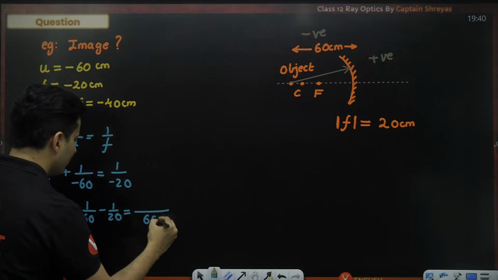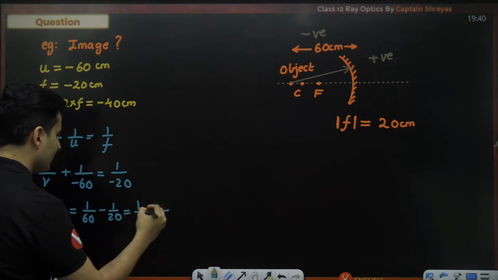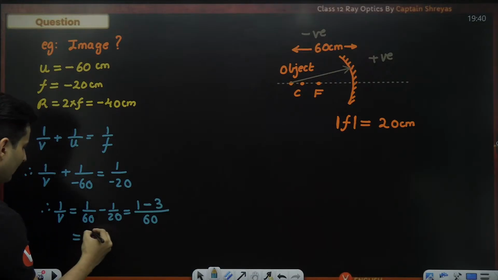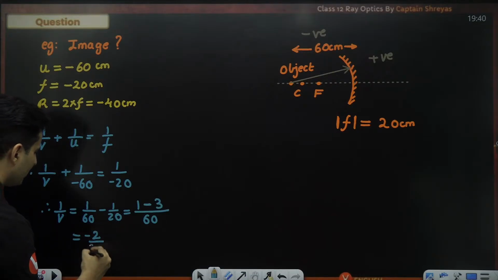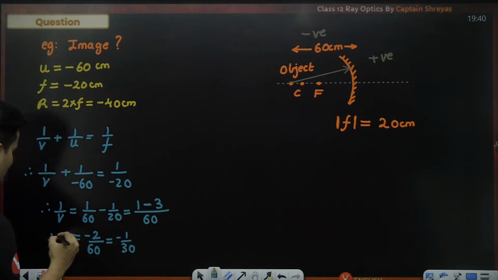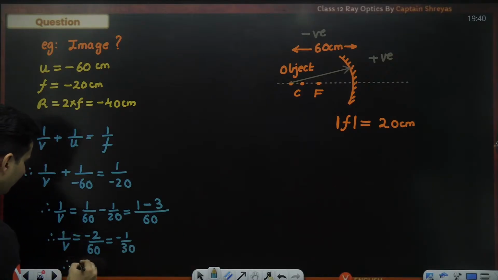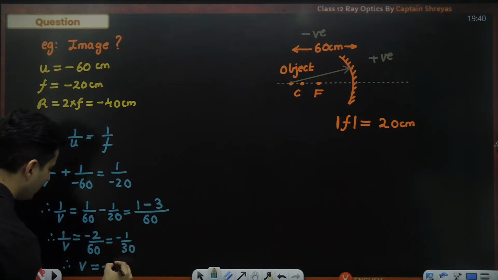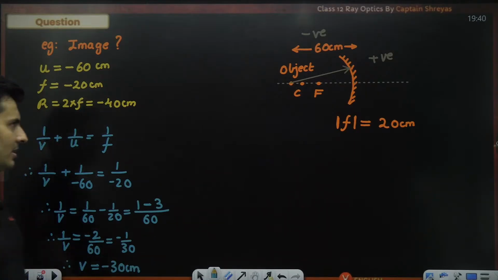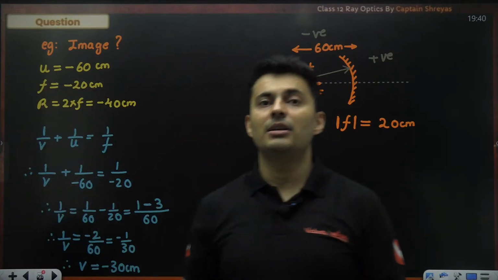60 and 20 LCM is 60. This will be 1. 20 goes with 60 3 times, so this will be 3. Therefore, 1 minus 3 is minus 2. Minus 2 by 60, which is minus 1 by 30. So that is 1 by v. Therefore, image distance is negative 30 centimeters.